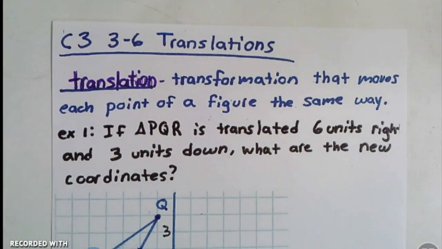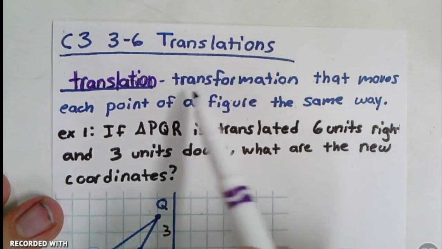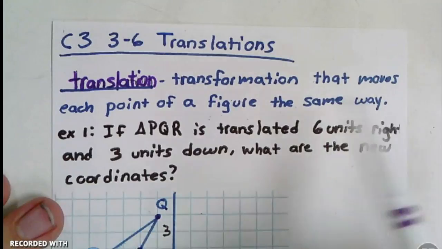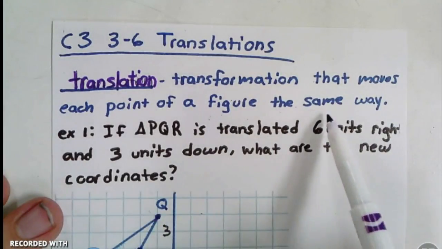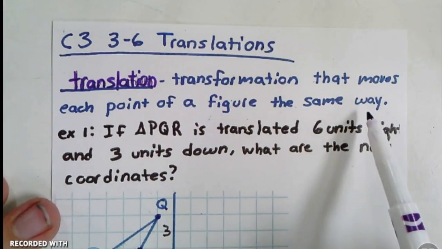Lesson 3.6 on translations. A translation is a transformation. A transformation is any type of change that we do to a figure that moves each point of the figure the same way, in the same direction and the same amount.